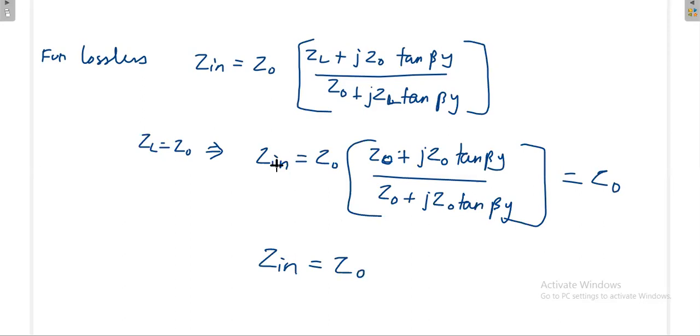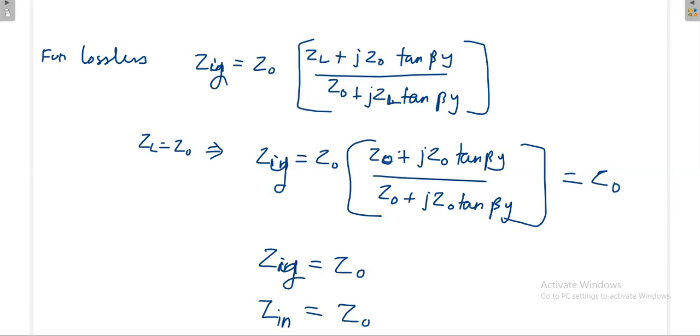Then instead of Z in, you can put ZY here, because here it is Y. Even if you calculate it, ZY is Z naught, so Y can be anything. If you substitute Y equal to L, then also your input impedance is equal to the characteristic impedance. So the conclusion is, once you have a line that is terminated with Z naught, irrespective of the nature of the line, lossy or lossless, the impedance seen at any point on the transmission line is always Z naught.